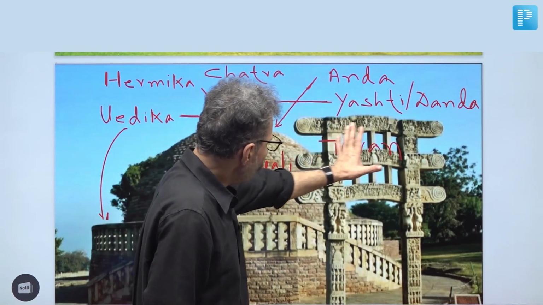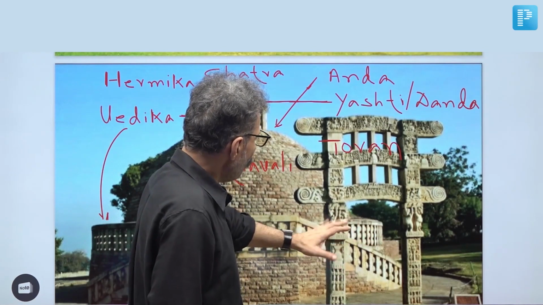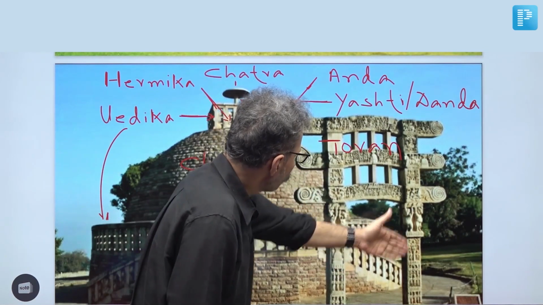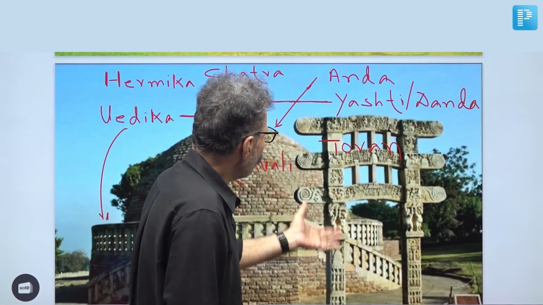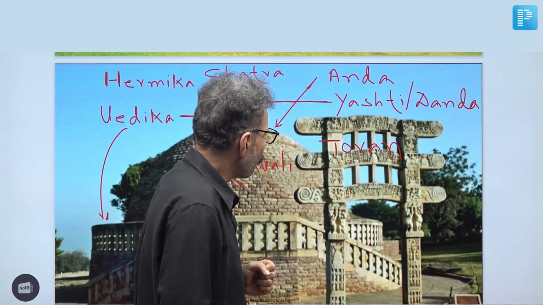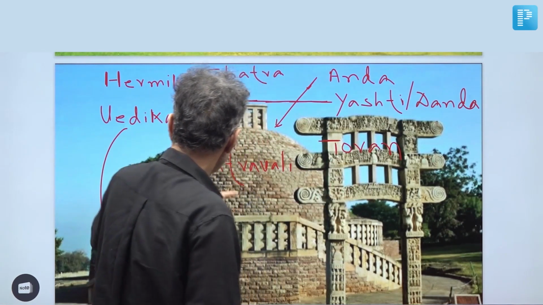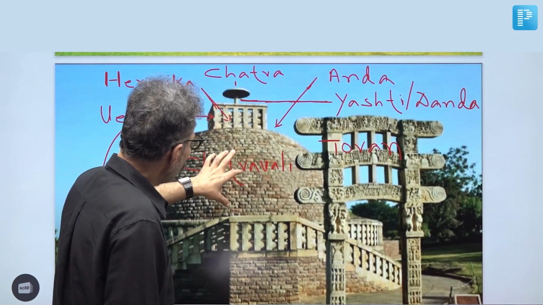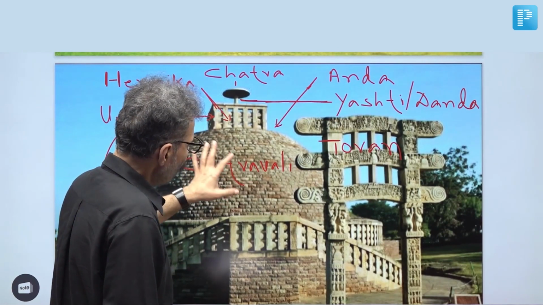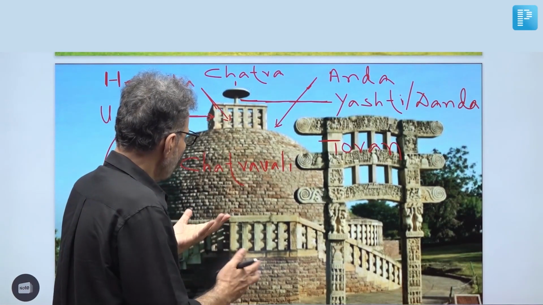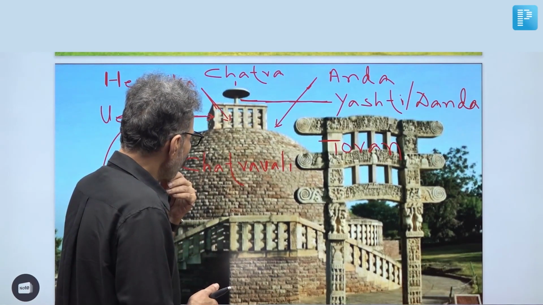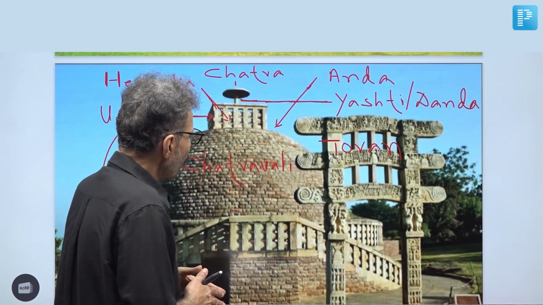And this is highly sculpted. And you find beautiful engravings here, everywhere. This is made up of a stone. And the building material here is a stone as well as brick also. So some stupas are built in brick, some stupas are built in stone.